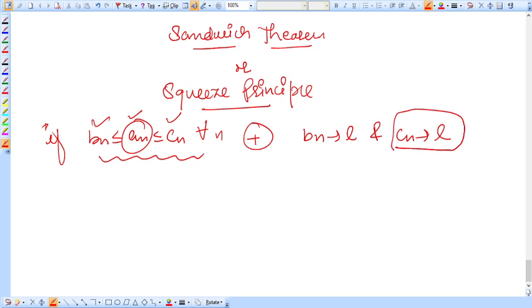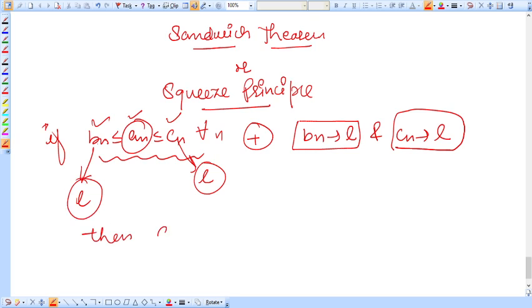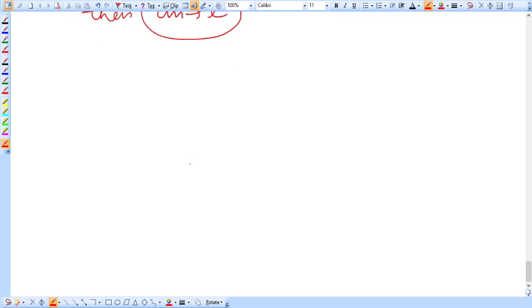Okay, cn converges to L, bn converges to L, and bn is smaller than an, and cn is greater than an. And at the same time, see, bn is less than or equal to an and an is further less than or equal to cn, and this is converging to L, this is also converging to L. Then an also converges to L. So this is known as the sandwich theorem. Okay, let me give you the proof of this result, right?